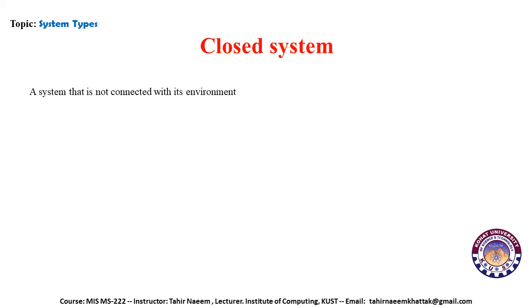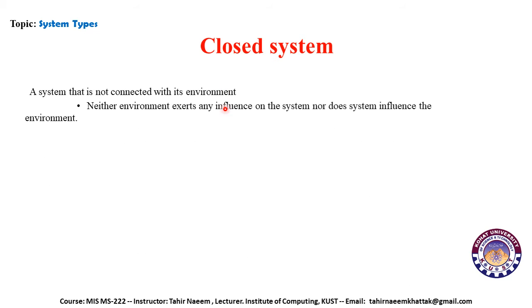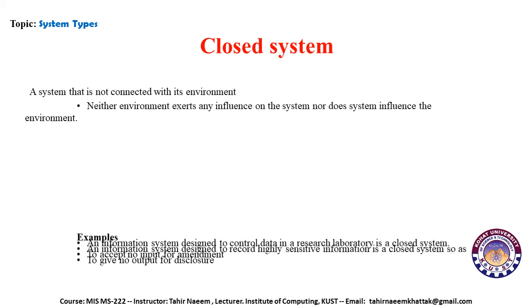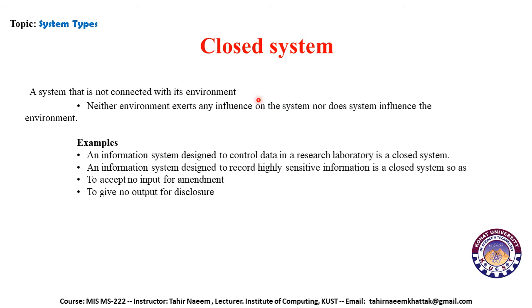So we will discuss the closed system. As the name suggests, a closed system is not connected with the environment, or we can say that the environment does not have any influence on the system, and the system cannot influence the environment. So, as the name suggests, a closed system does not have an effect on the environment.